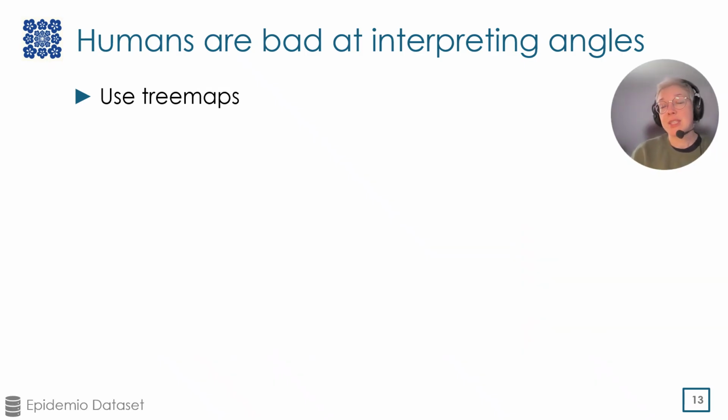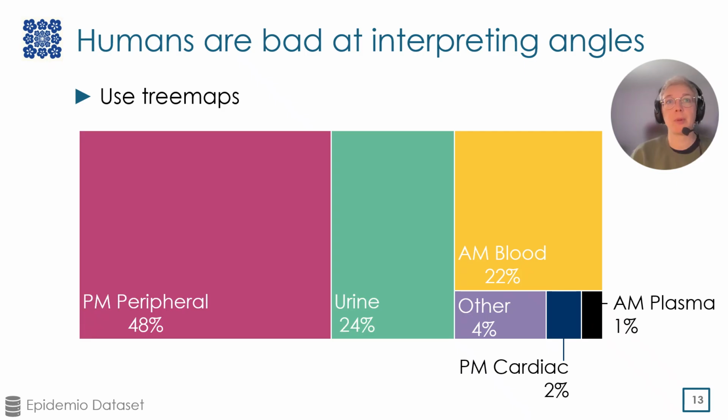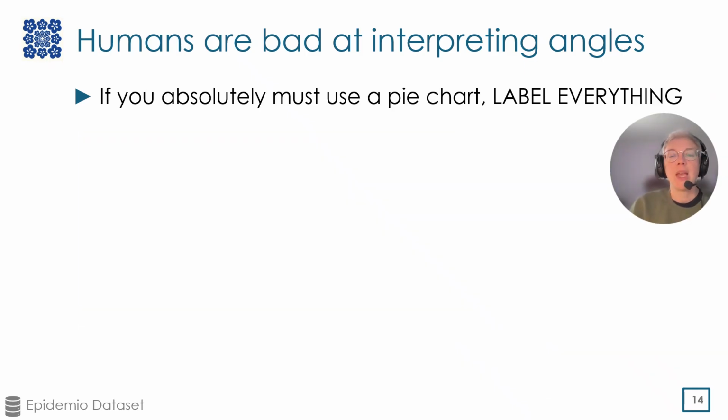Another thing you can do instead of using pie charts is to use tree maps. Here's an example of a tree map. We've seen this kind of graph a lot, especially in the MCDDA report. These are tree maps. They're a good alternative to pie charts because we are better at interpreting areas than we are at interpreting angles.